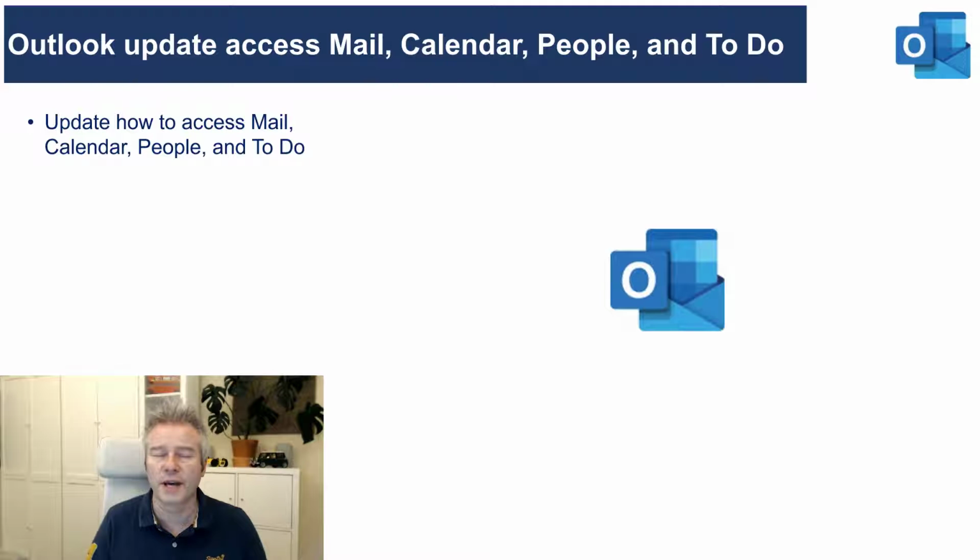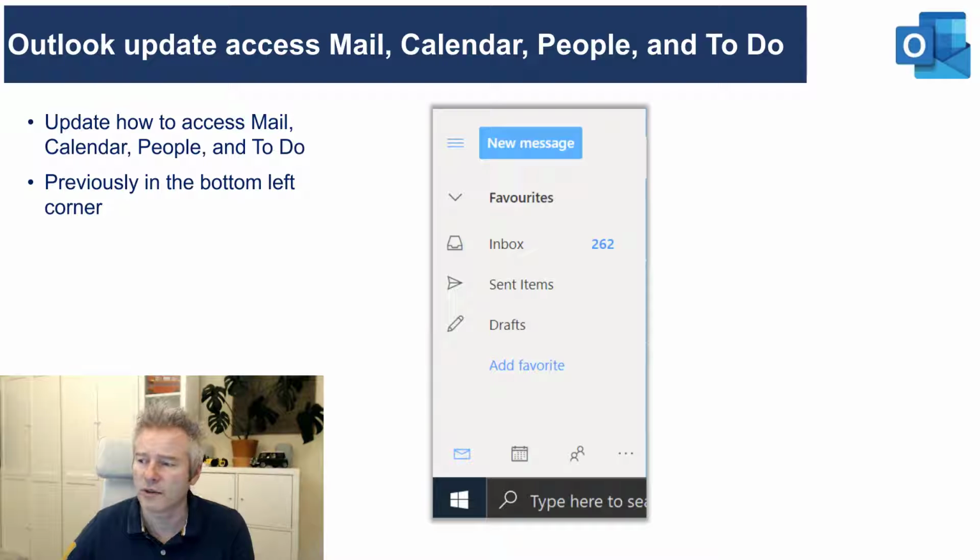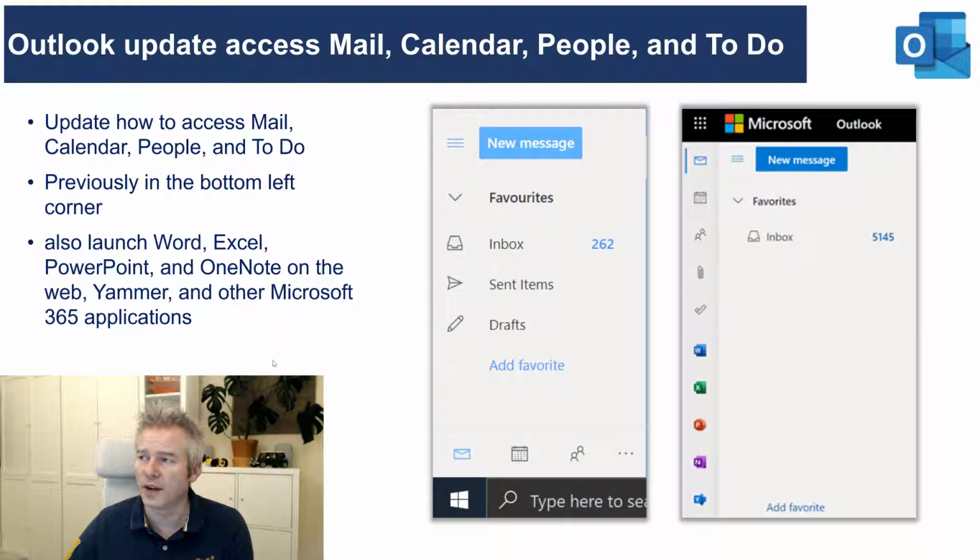Next up, we've got an update for Outlook on how you access mail, calendar, people and To Do. So previously it's been in the bottom left corner. So imagine this is my full screen here, and the bottom left corner, when I look at Outlook Online, you can see that I'm looking at my mail, my calendar, my people, but that's going to move to the top left hand corner. So you can see it's up here. So this is where you work.